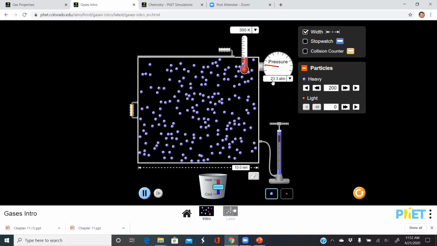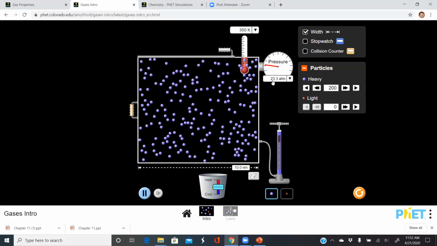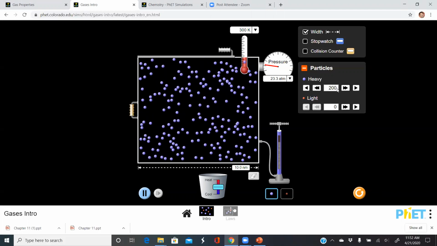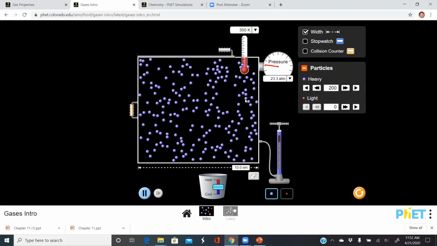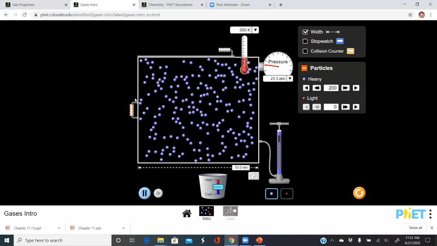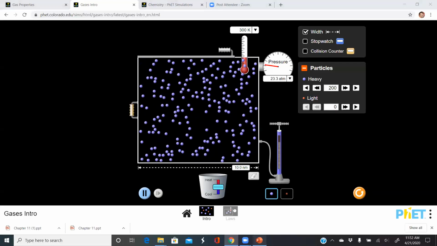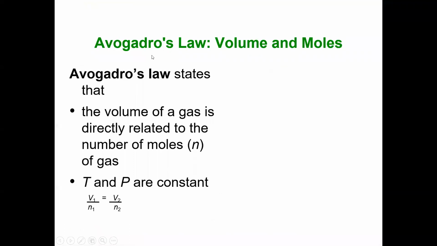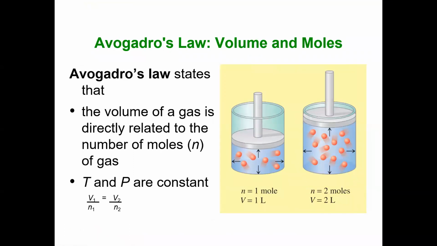And for pressure to remain the same, remember, pressure is the number of collisions per unit area. The only way to have the same number of collisions, if I have twice the number of moles, is I have to double the volume, which is what I did here. So going back to our slides, it makes sense. And now I see it in my PowerPoint. If I double the number of particles, then the volume has to double as well. And I have this ratio because they are directly proportional. Again, doubling the number of moles doubles the volume.